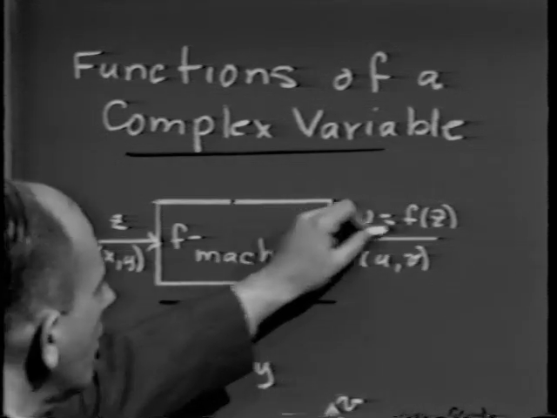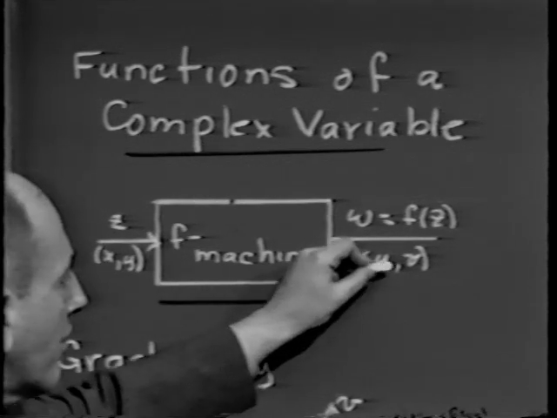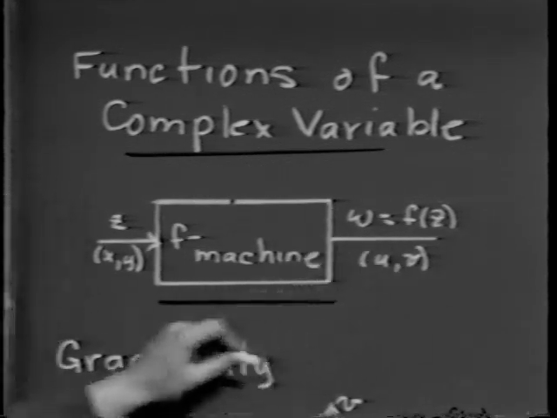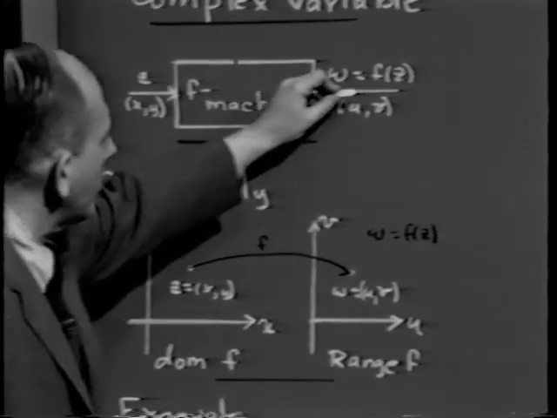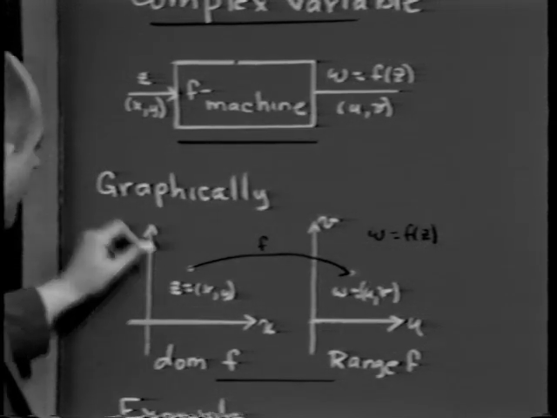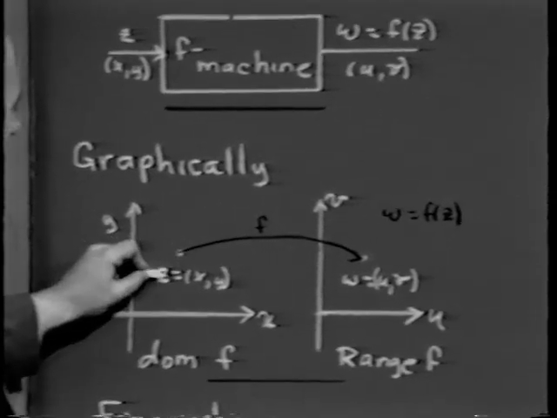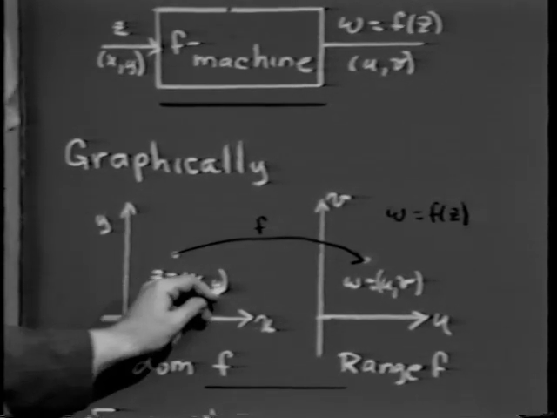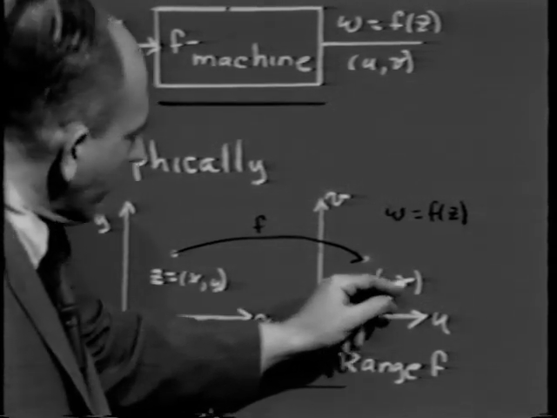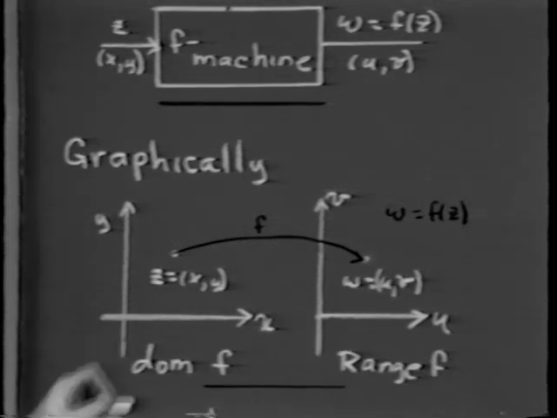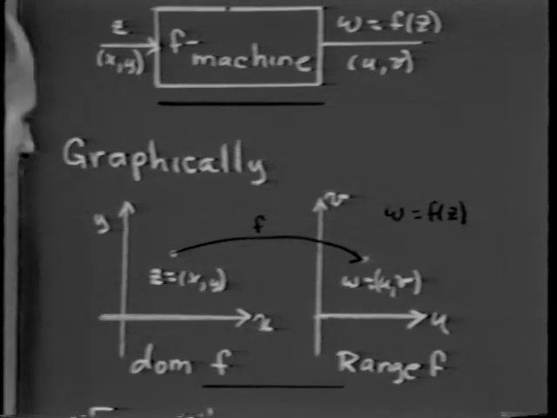The output w equals f of z is u plus iv, say, or as a two-tuple u comma v. The idea being that graphically we can view a function that maps the complex numbers into the complex numbers as a mapping from the xy plane into the uv plane, where the complex number z is identified with the pair x comma y, and the complex number w is identified with the ordered pair u comma v. The xy plane is the domain of our function. The uv plane is the range of our function.